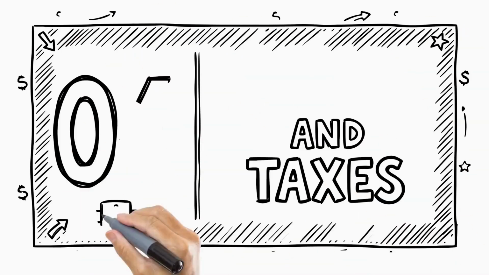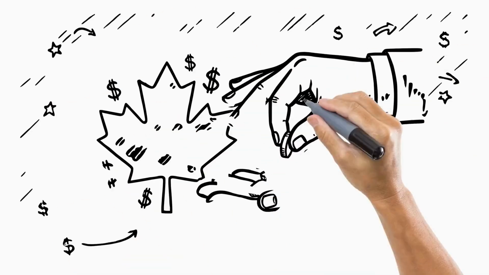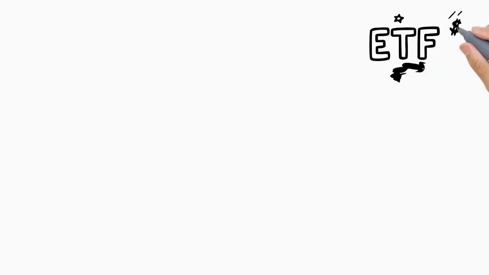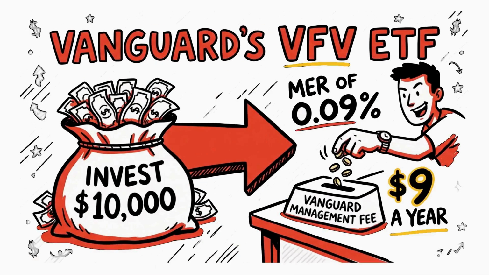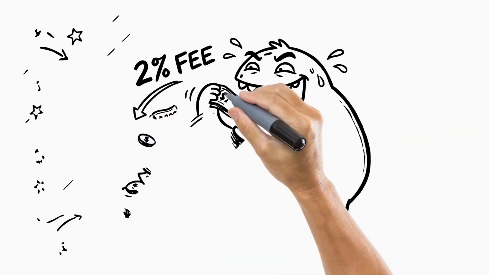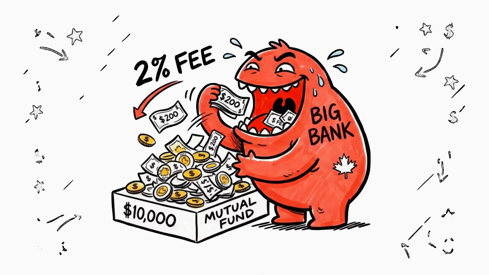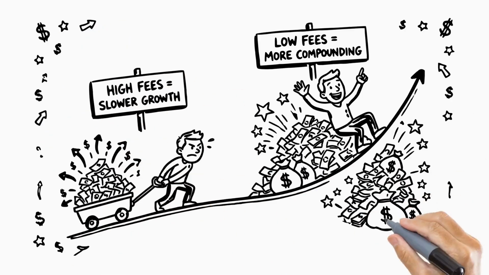Chapter 4. Fees and taxes. Let's talk about the MER, the Management Expense Ratio. This is the fee you pay Vanguard to manage the fund. VFV is incredibly cheap. The MER is 0.09%. To put that in perspective, if you invest $10,000, you are paying Vanguard just $9 a year to manage it. Compare that to a typical big bank mutual fund with a 2% fee. That would cost you $200 a year for the exact same $10,000. Over 30 years, that difference in fees can cost you hundreds of thousands of dollars in lost compounding.